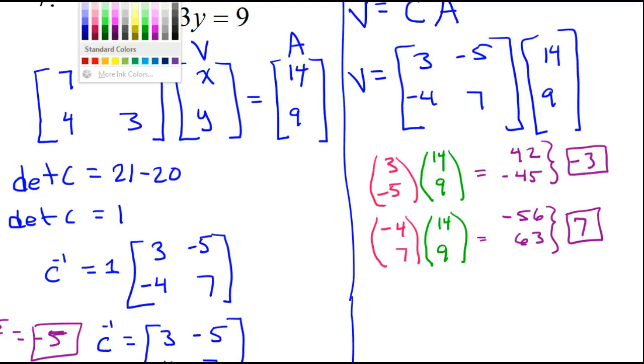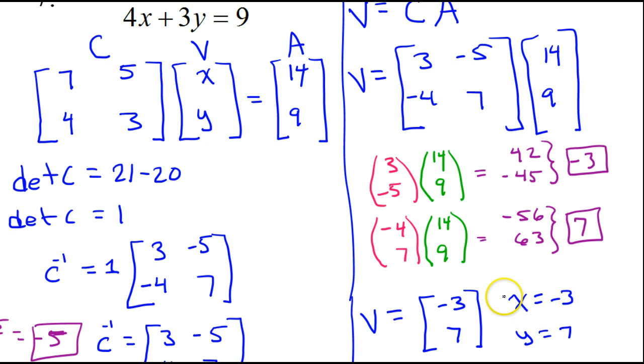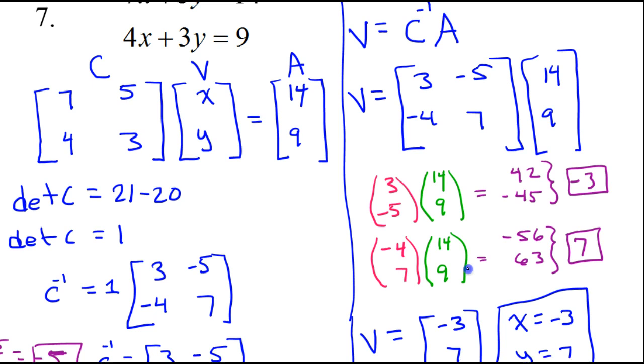So that means that the variable matrix is equal to negative 3 and 7. Okay, now remembering that the variable matrix is x and y, that means that x must be negative 3 and y is 7. So this is the solution to number 7.